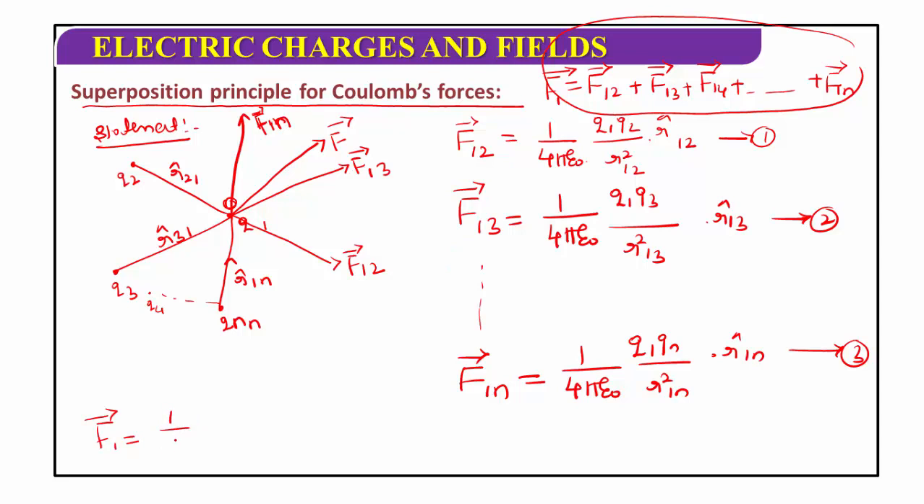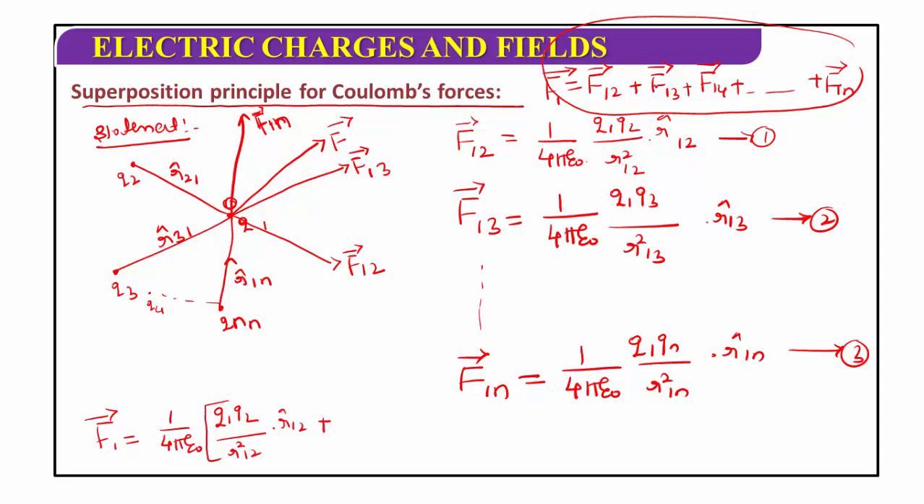F12, what is the value? 1 divided by 4 pi epsilon naught. Look here, in equation number 1, equation number 2 and equation number 3, all three have this common value. Take this value outside. When 1 divided by 4 pi epsilon naught is taken outside, the remaining value is q1 into q2 divided by r square 1 to 2 into unit vector r12 plus.